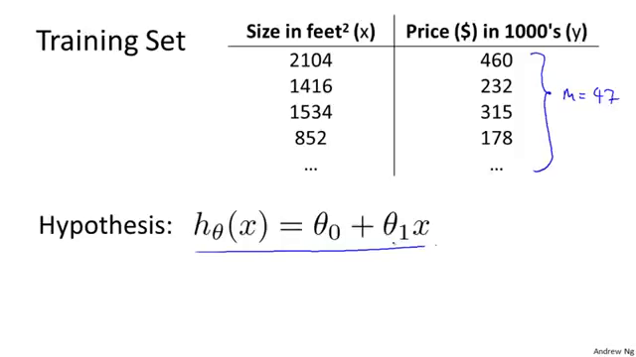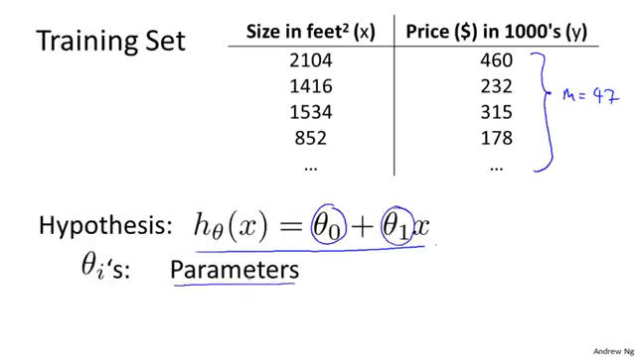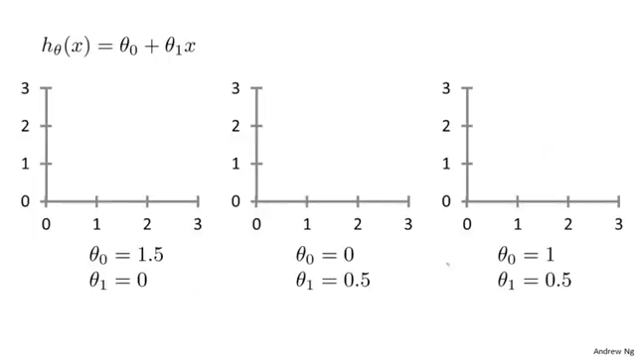To introduce a little bit more terminology, these theta 0 and theta 1, these theta i's, are what are called the parameters of the model. And what we're going to do in this video is talk about how to go about choosing these two parameter values, theta 0 and theta 1. With different choices of the parameters theta 0 and theta 1, we get different hypotheses, different hypothesis functions.